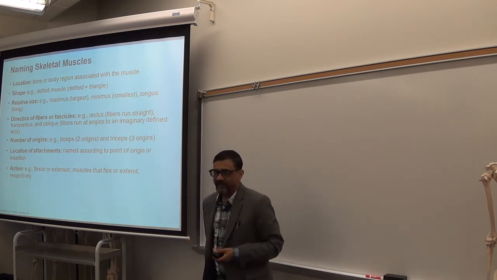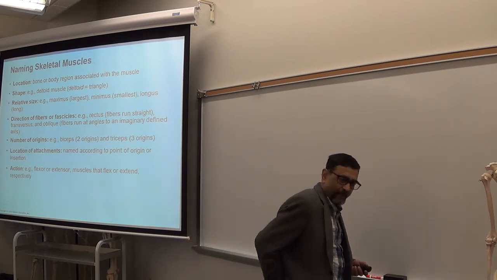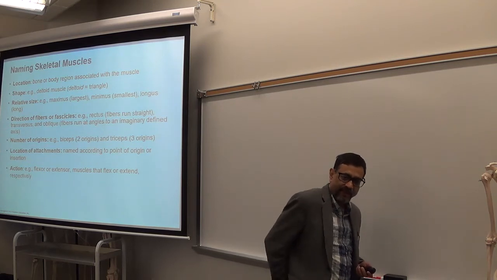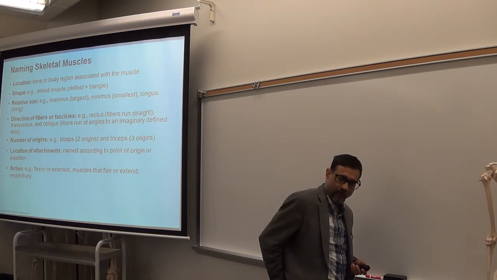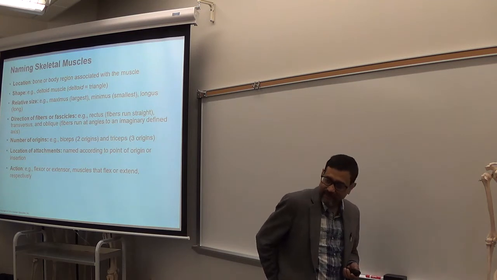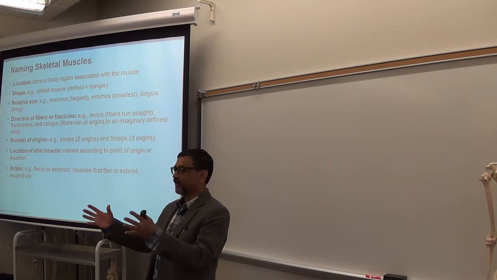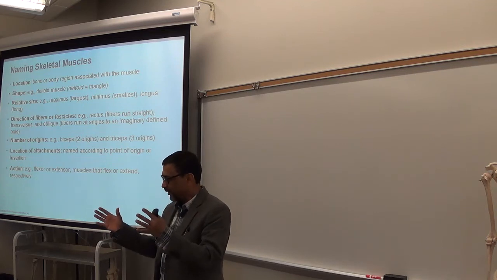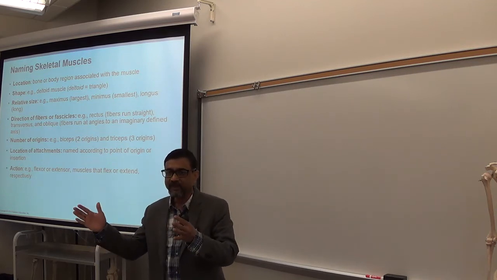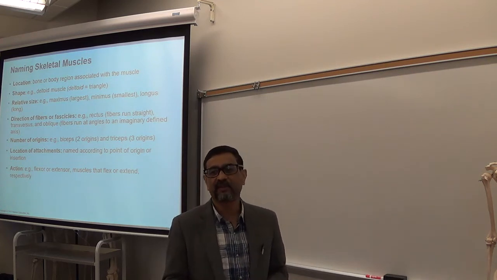Relative size. You have here gluteus maximus, gluteus medius, gluteus minimus. Three gluteus muscles are here in the back, right? Maximus is the biggest one, medius is the medium-sized one, minimus is what? The smallest one, right? So relative size. We name some muscles based on the size.